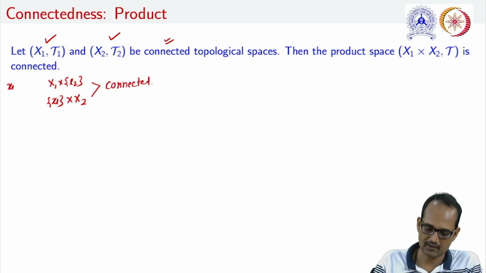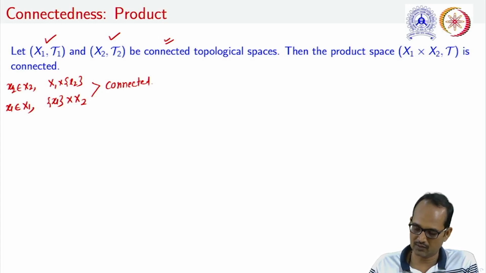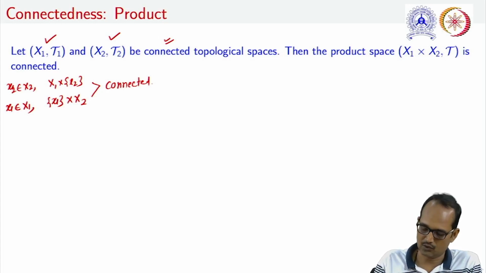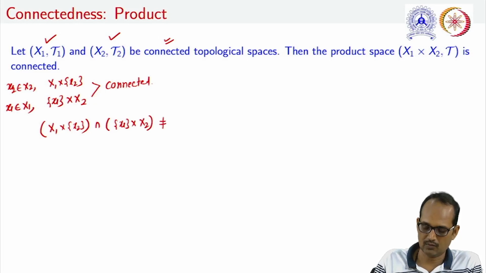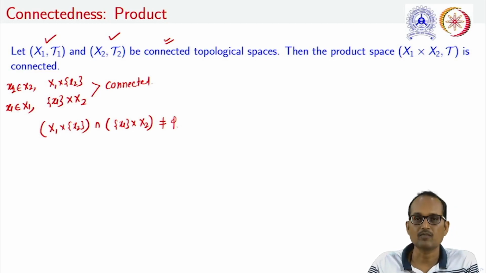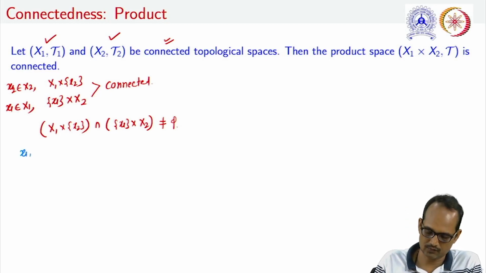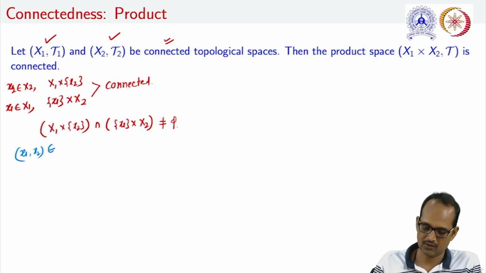Here we have taken x2 as an element of the set x2, and also we have taken x1 as an element of x1. Now, if these are connected, one question comes: whether their intersection is empty or non-empty, that is, whether they are disjoint. Let us take x1 cross the singleton set x2 intersection the singleton set x1 cross x2. Note that this will always be non-empty. Even the ordered pair x1 x2 will always belong to this intersection.